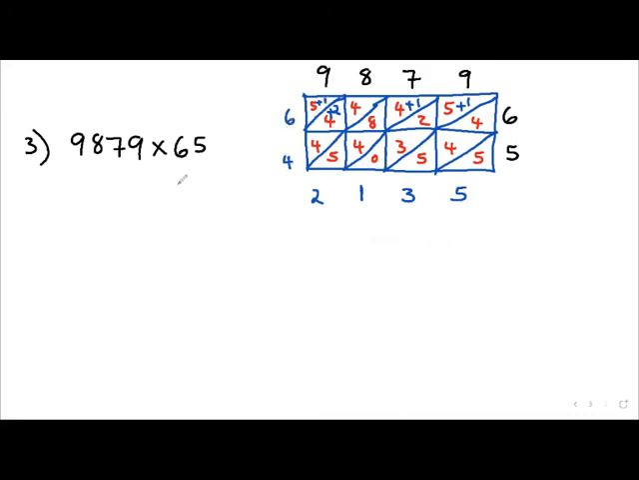Oh, this answer is surprisingly big. Well, it is a 4-digit by a 2-digit. So the answer here, this will be our breaker there. So our answer here would be 642,135. And by the way, as I said, I am doing these questions here live.